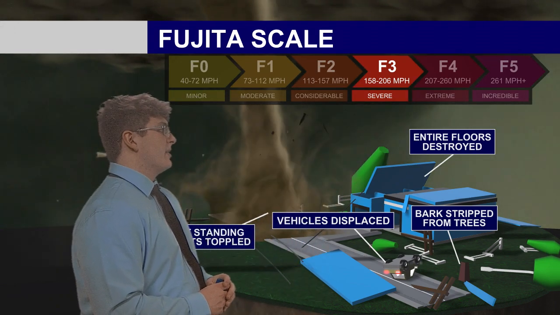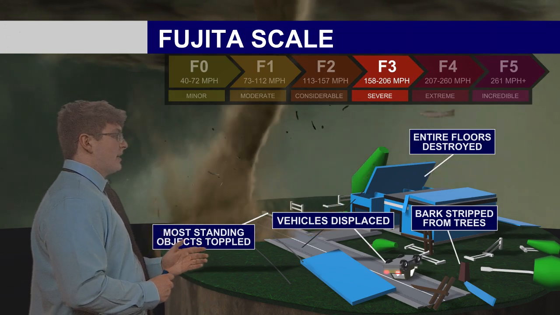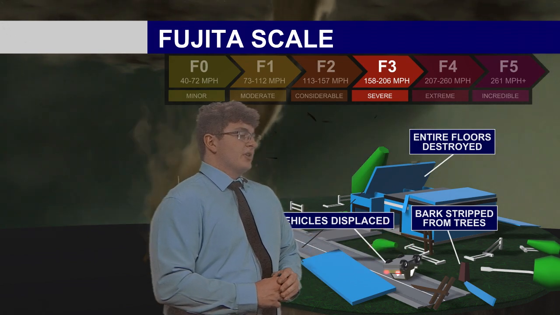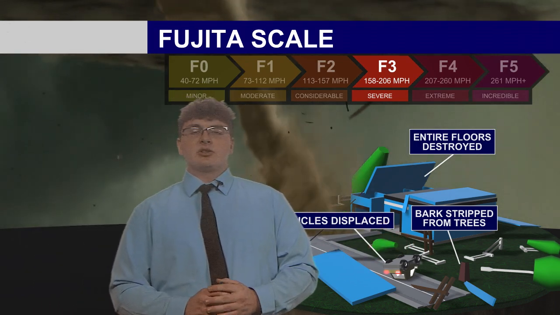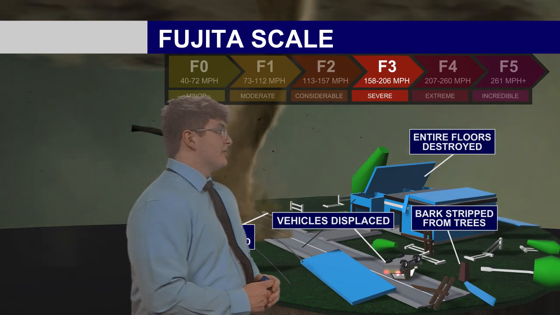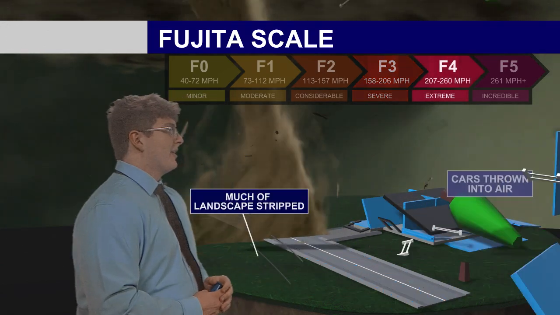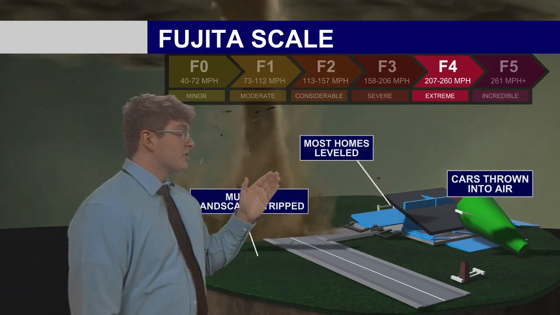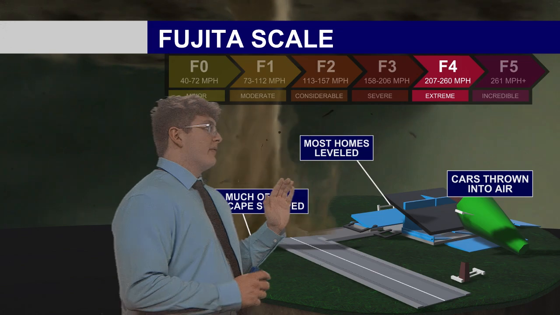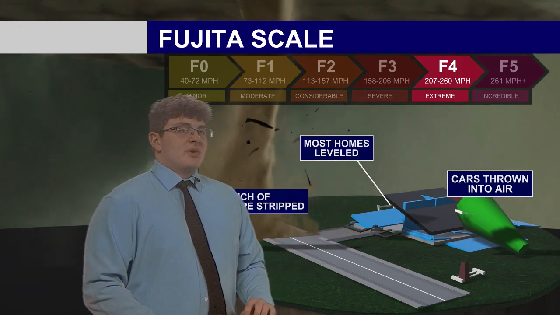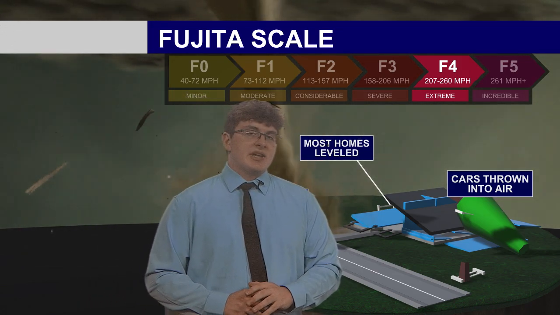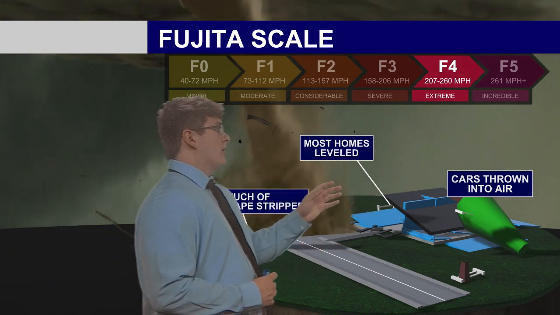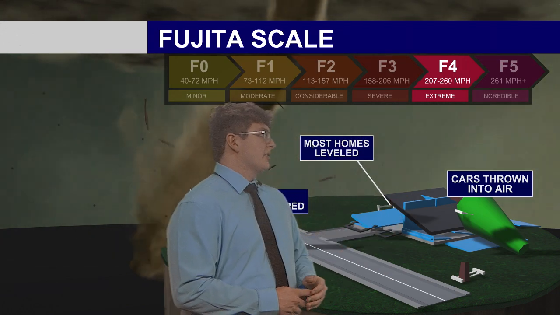But as we jump into the F3, more of a severe tornado, we see most standing objects are going to be toppled, vehicles are going to be displaced, and bark stripped from trees. As I mentioned in previous videos, this is also known as debarking. We can also see entire floors of homes are now being destroyed. We can also see an F4 here, 207 to 260 miles an hour. This is already above the threshold of an EF5. It's just incredible wind speeds, and it's very rare to see, even to this day, 260 mile an hour wind. But we can also see that much landscape is being stripped away, homes are being leveled almost, and cars are now getting thrown into the air.